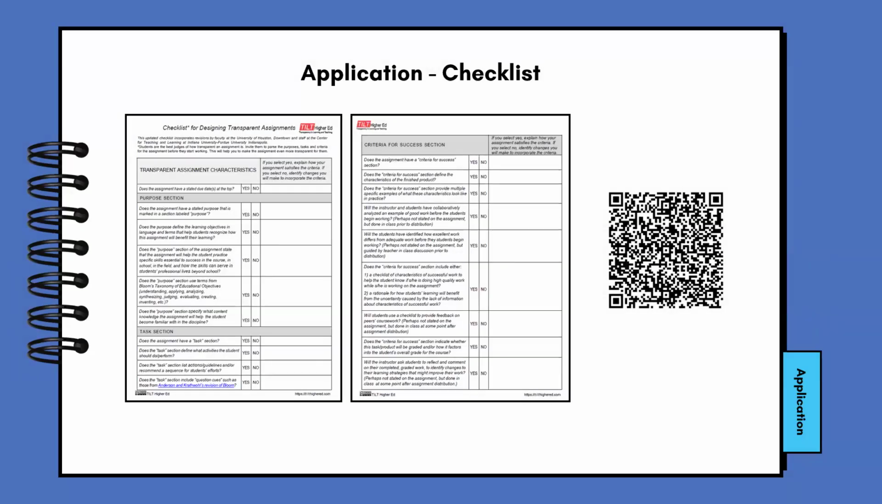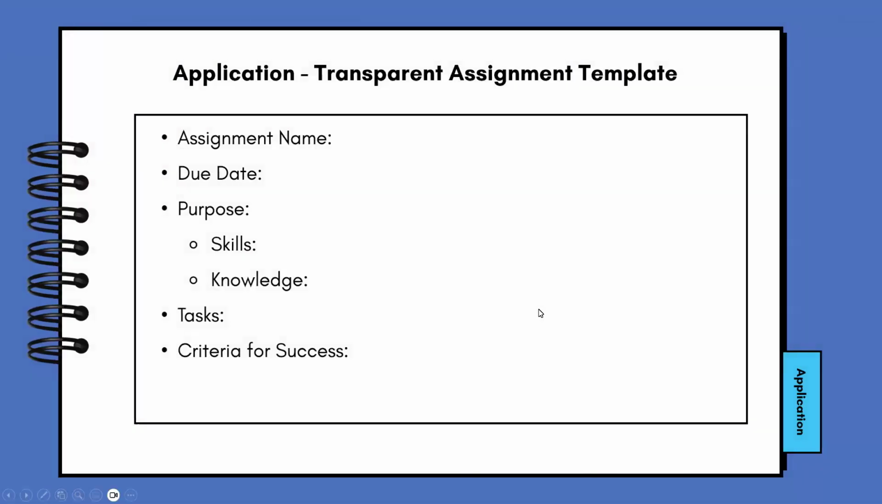Yeah, the checklist provided by TILT, which TILT just stands for Transparency in Learning and Teaching. It's pretty detailed, right? At first glance, you can be like, that's a lot of things to incorporate. But what's important to focus on is those three sections, right? The purpose, the task, and criteria. So the QR code is there. The link will be shared for this transparent assignment checklist, but we also want to just have a very simple template, right?